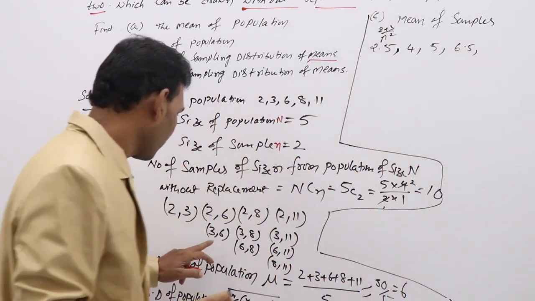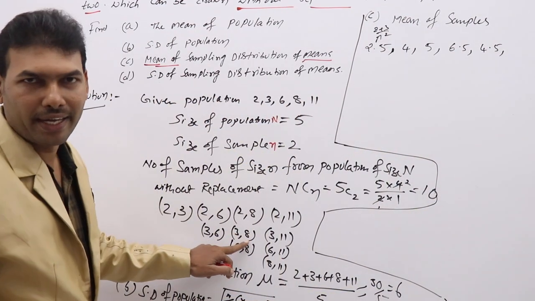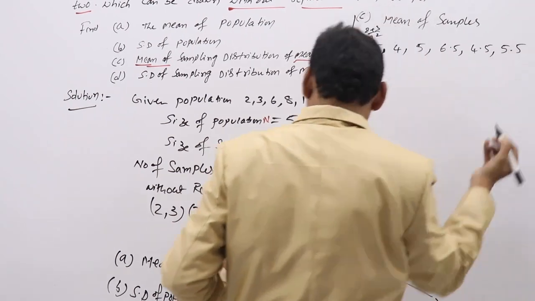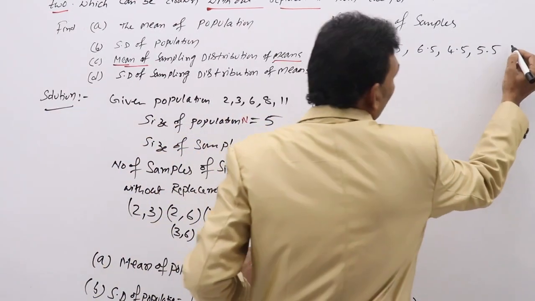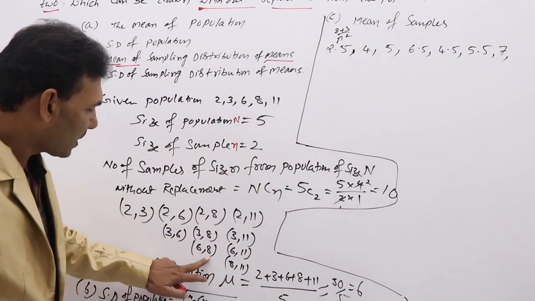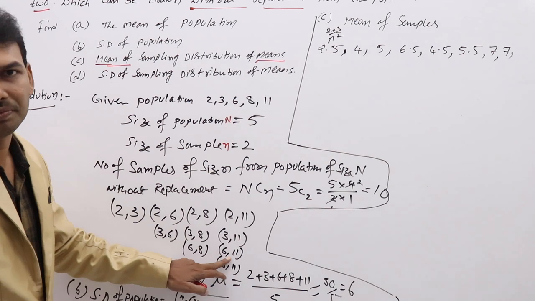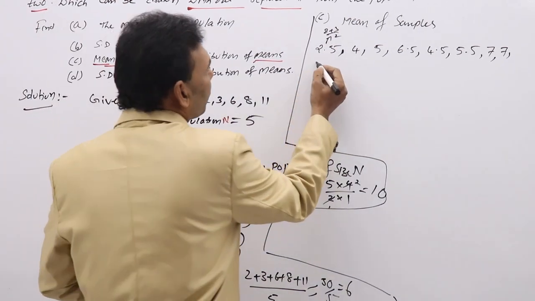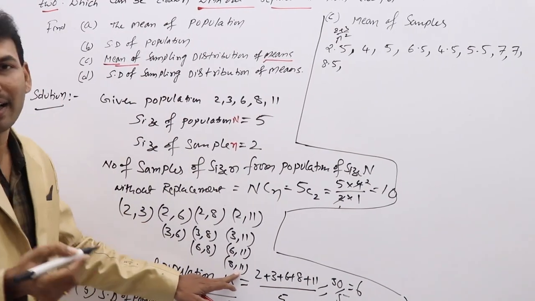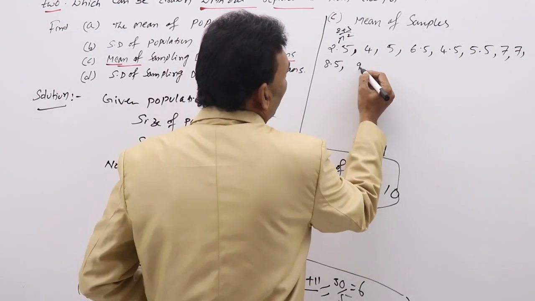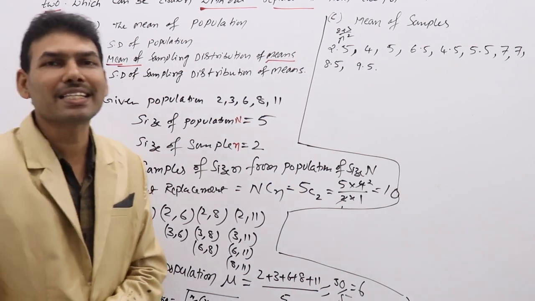Next, 3 plus 6, 9 by 2, 4.5. 3 plus 8, 11 by 2, 5.5. 3 plus 11, 14 by 2, 7. Next 6 plus 8, again 14 by 2, 7. 6 plus 11, 17 by 2, 8.5. 8 plus 11, 19 by 2, 9.5. Like this, you will get the means of the 10 samples.